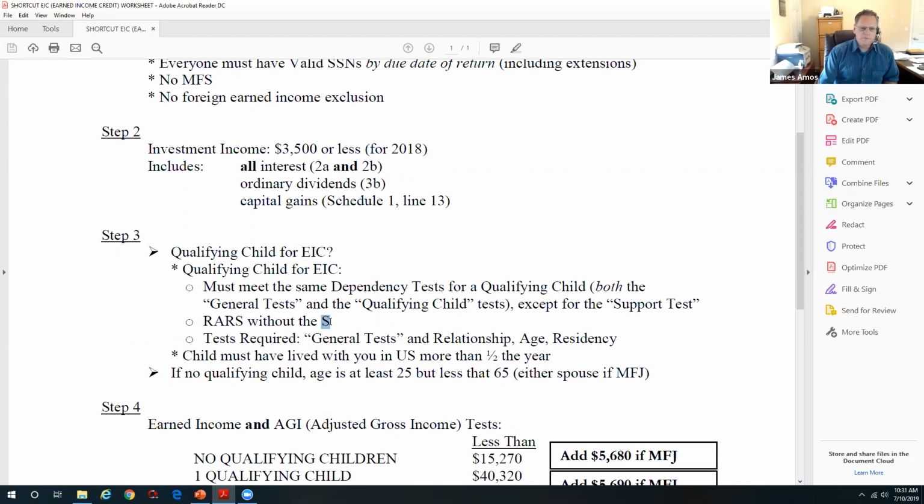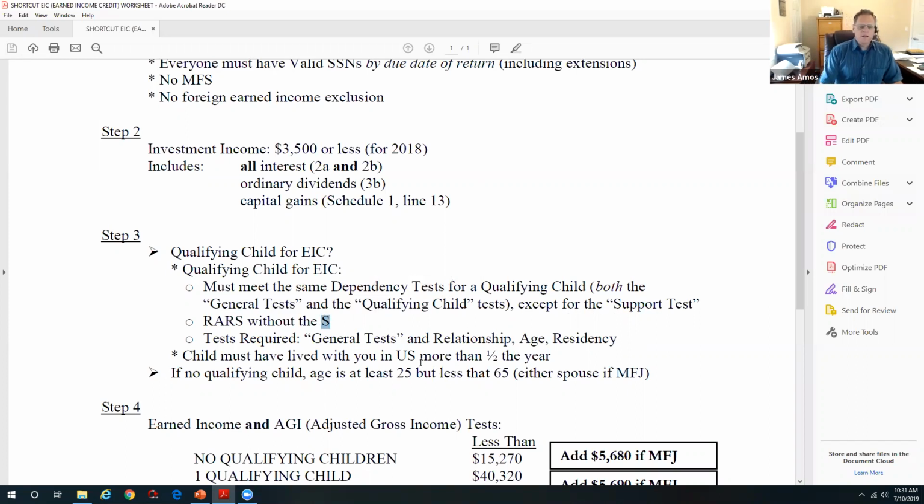So just remember the definition of qualifying child for EIC is the general tests and the qualifying child tests, and let me highlight this: general tests plus the relationship, age, and residency tests. That's what it takes. So if you also meet the S test, so this person's a dependent on your return, then you're good to go because you've met all the others.